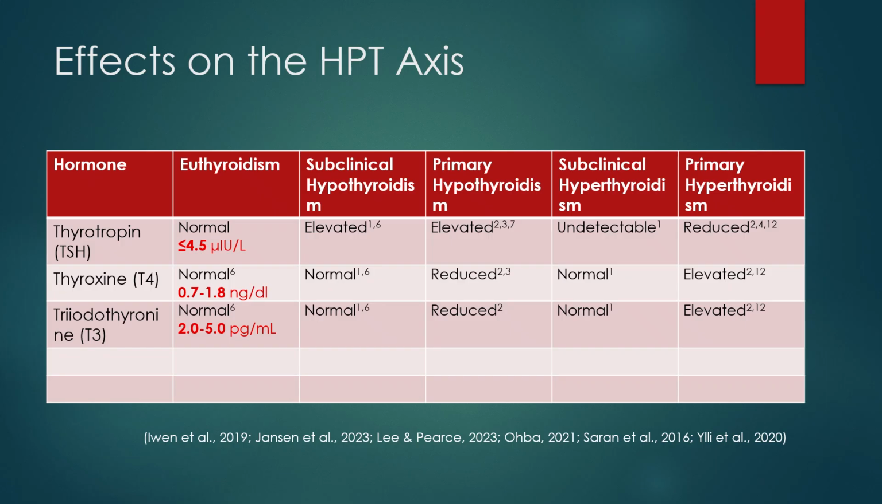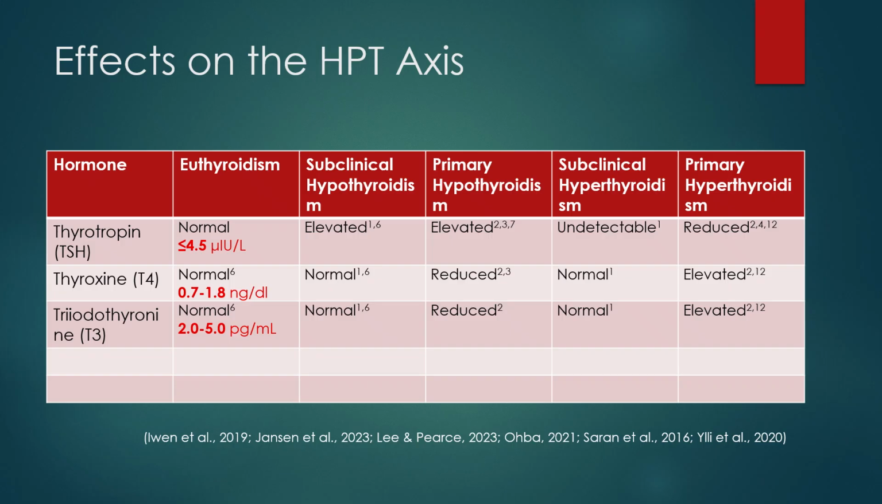So basically, the hypo and hyper prefixes for these conditions refer to that end target, the thyroid hormones themselves. So in hypothyroidism, you can expect reduced thyroid hormones. In hyperthyroidism, you can expect elevated levels of these thyroid hormones.